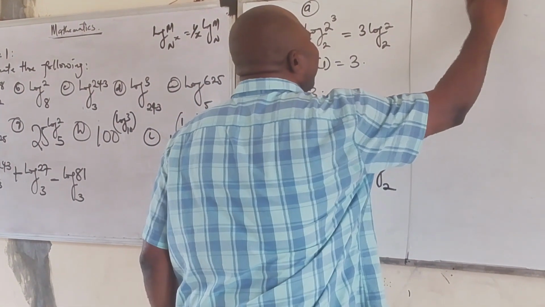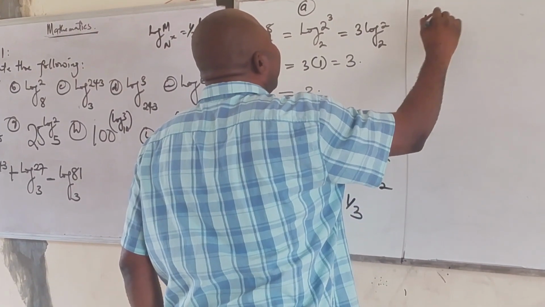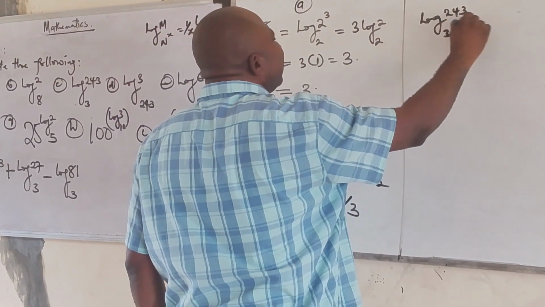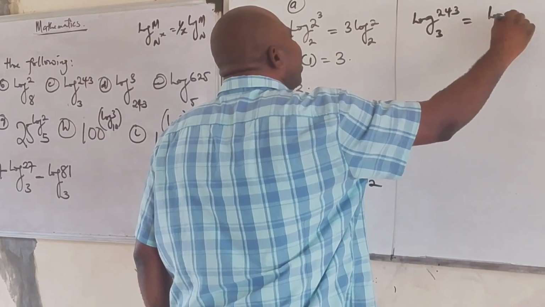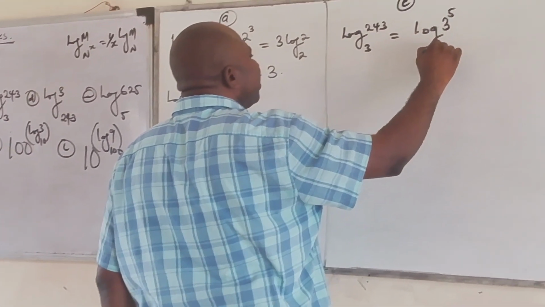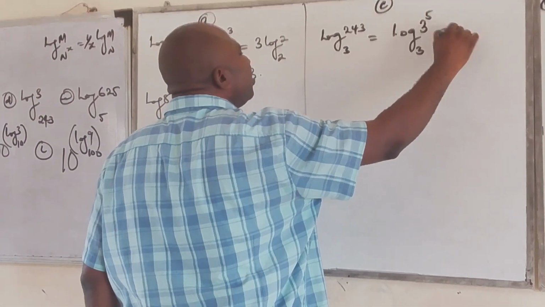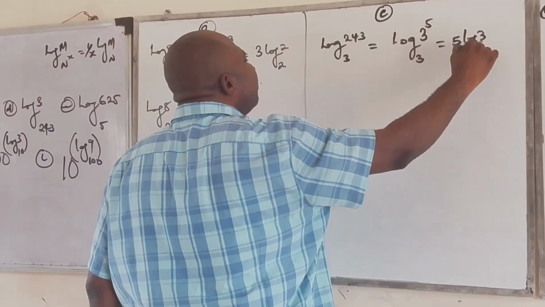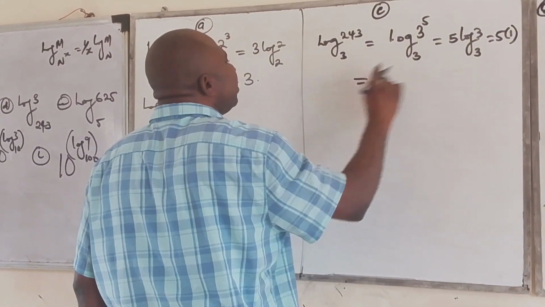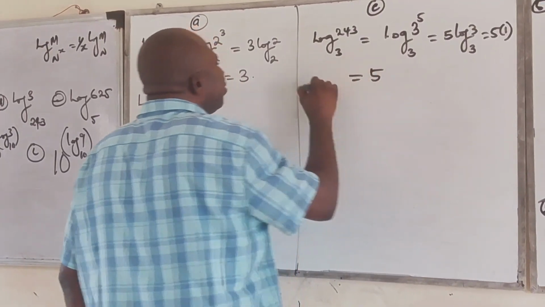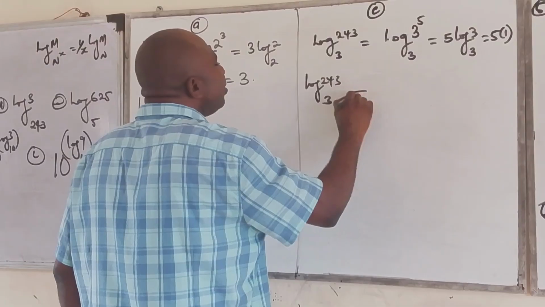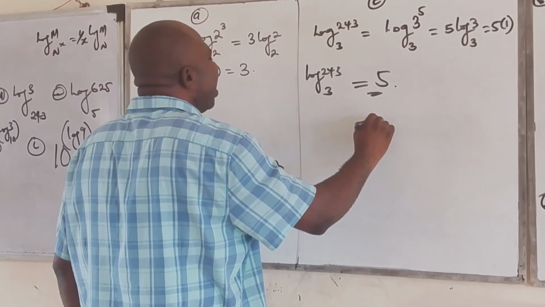Now let's look at C and D. For C, we have log 243 base 3. This 243 is 3 raised to the power of 5, base 3. Now the number is carrying the power, so this becomes 5 log 3 base 3. That will give us 5 in bracket 1. So the whole of this will be 5 times 1, which is 5. It therefore means that log 243 base 3 is equal to 5. Yes. Now let's look at the D.